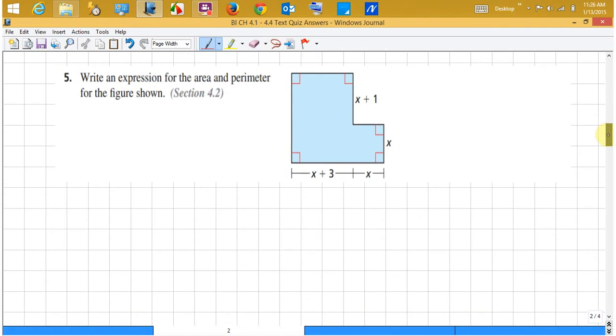Okay, write an expression for the area and the perimeter. Okay, so for the perimeter, let's go ahead and fill out some of these. The perimeter, this is x, so this is x. This side over here, if this is x plus 1 and this is x, this side has to be x, this piece, plus this x plus 1. This is x plus 3.